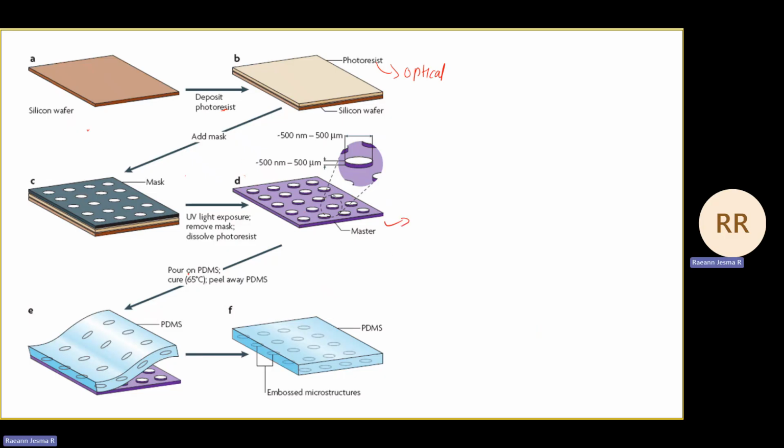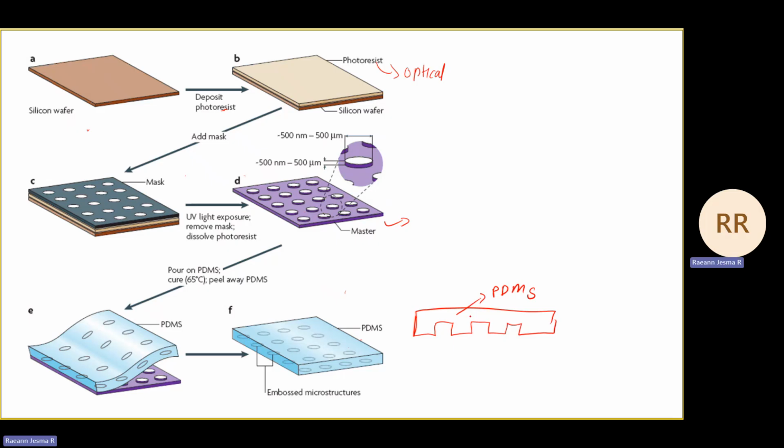Then we will pour on PDMS. We will cure PDMS at 65 degrees centigrade, and then we will peel away the PDMS. Then we are left with some embossed microstructures. This will be a converse kind of pattern. If we are looking at the cross section, we will have some kind of thing like this. So this is how your PDMS will look like.